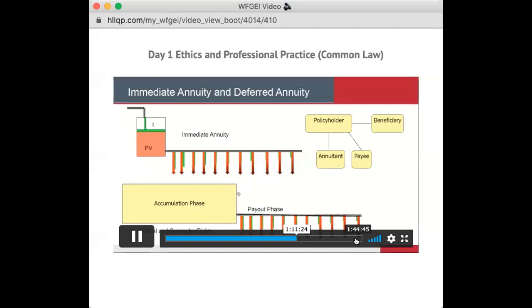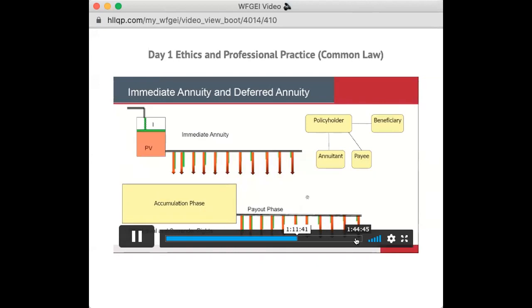Once the income starts, you cannot pull out your money. In other words, now we start making payments, and like the immediate annuity, we start paying you interest and, of course, your capital. The interest will be taxable. Your capital, of course, will be tax-free.